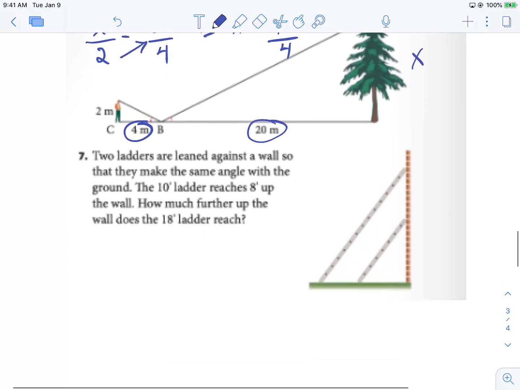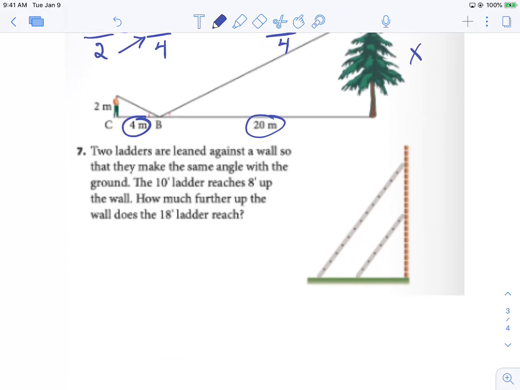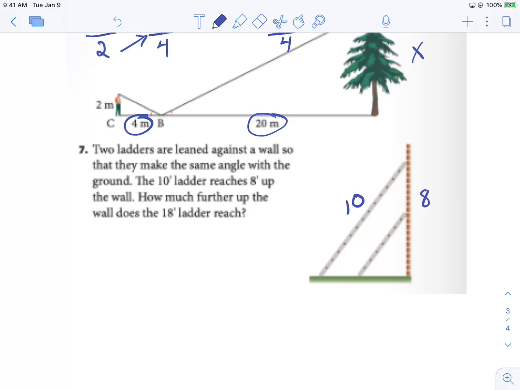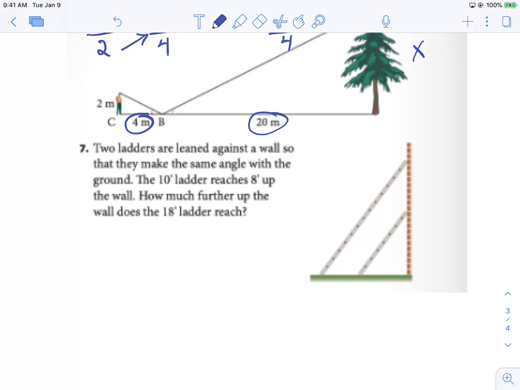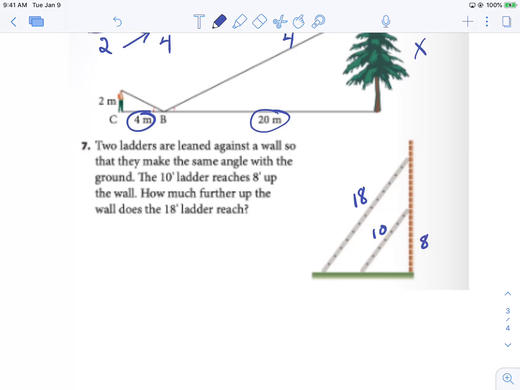So we have two things. We have our 10-foot ladder, and it says it reaches 8 feet up the wall. Oh, sorry, I got that all backwards. We have a 10-foot ladder and we have an 18-foot ladder. So here's our 10-foot ladder, here's our 18-foot ladder, and now it says the 10-foot ladder reaches 8 feet up the wall. We want to know, what is this distance over here?